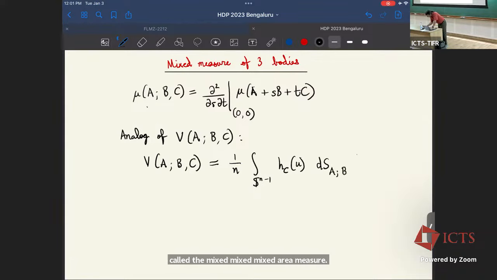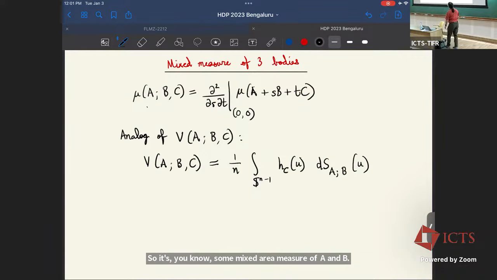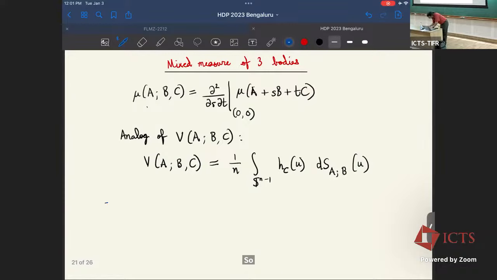It's some mixed area measure of A and B. Of course, this is symmetric in B and C, so you can write it this way, but you can also interchange the roles of B and C. But the point is that you separate out the support function of C, and then there's some measure on the sphere which depends only on A and B, in terms of which you can write this mixed volume.